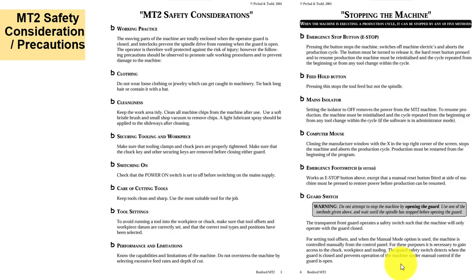MT2 safety considerations. First is the working practice. The moving parts of the machine are totally enclosed when the operator guard is closed, and an interlock prevents the spindle drive from running when the guard is open. In the previous lecture I mentioned that when the guard or protection shield is open, the machine will stop and no activity will take place, just for safety purposes. The operator is therefore well protected against the risk of injury.